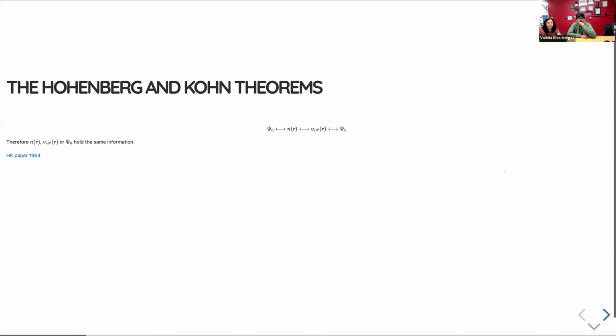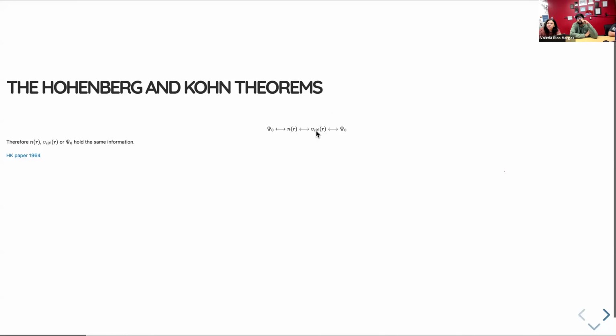Yeah, so I'm going to explain this part of the presentation. As Aniket mentioned, we can describe a system not only with the wave function, but also with the density. This was discovered by Hohenberg and Kohn. They found that the ground state density contains the same information as the external potential, which is what has been referred to as the electron-nuclei interaction.